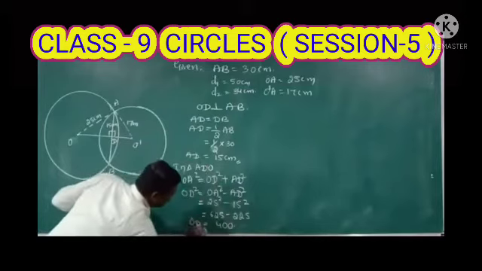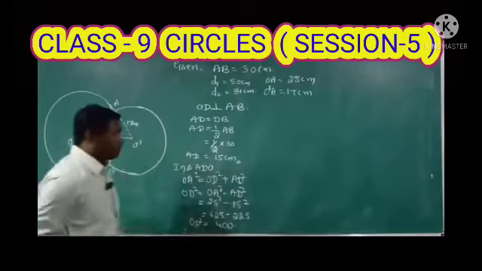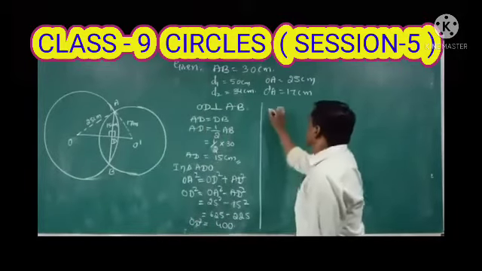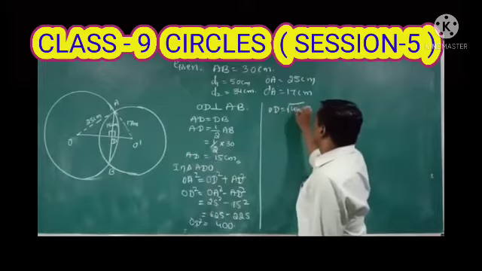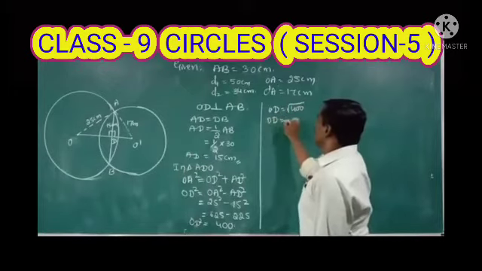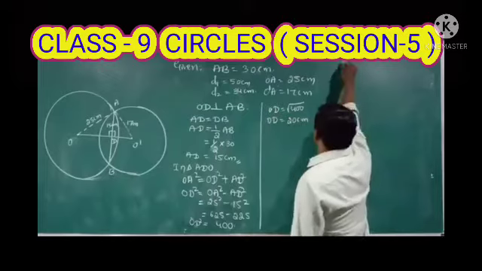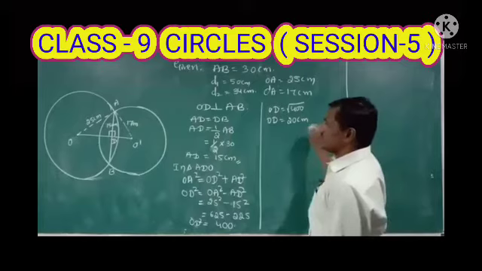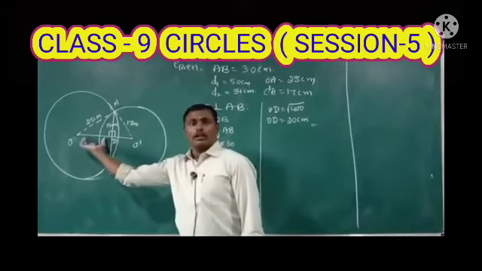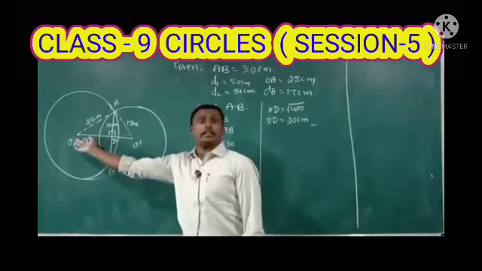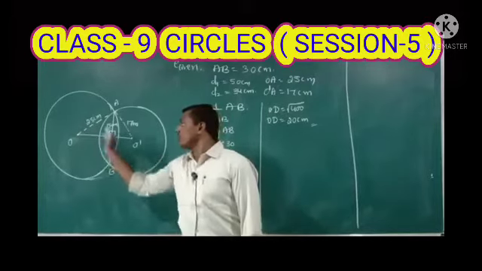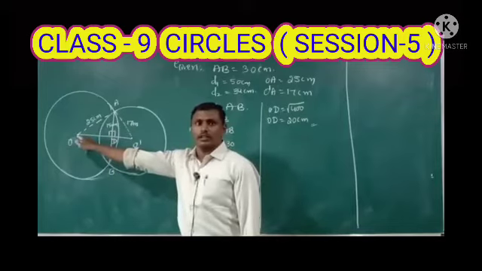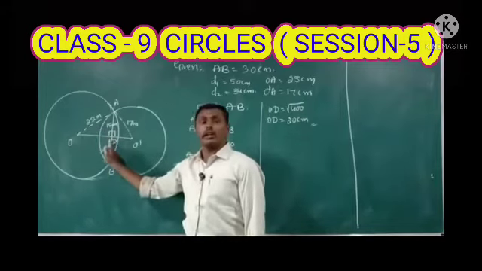So OD square is equal to 400, but we need to find the length of OD. So OD is equal to root of 400, therefore OD is equal to 20 centimeter. So this is the distance from the first circle center to the chord, whereas the line drawn from the center of the circle to the chord is 20 centimeter.